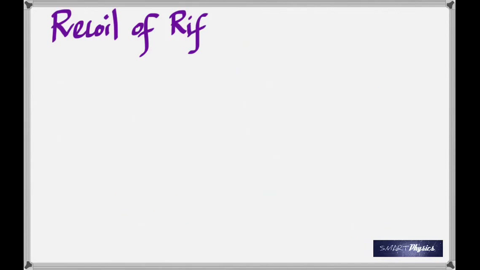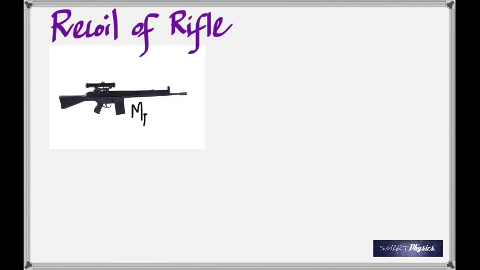An application of conservation of momentum is the recoil of a rifle. Well, everybody knows that when you try to fire a bullet with a rifle, you have the butt of the rifle pressing against your shoulder, right? Why? Because it's going to recoil. Now, we're going to apply the conservation of momentum here.